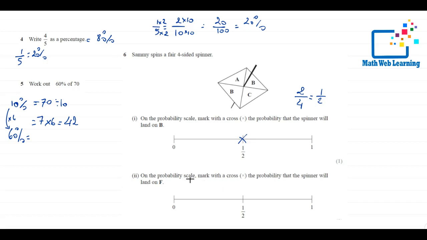The probability that the spinner will land on an F, letter F, you can see we do not have an F at all. So it is impossible. So it's 0. Alright? Next question is question 7.